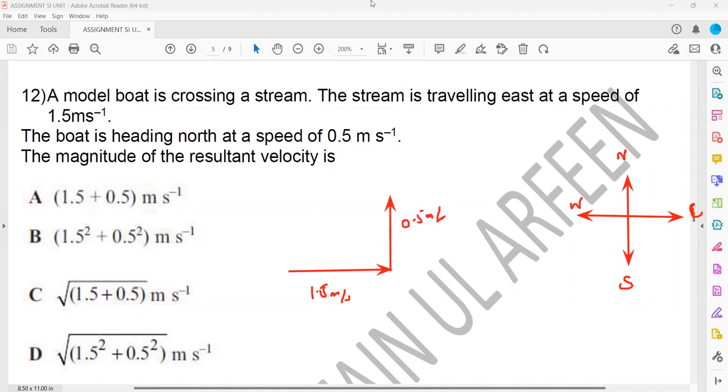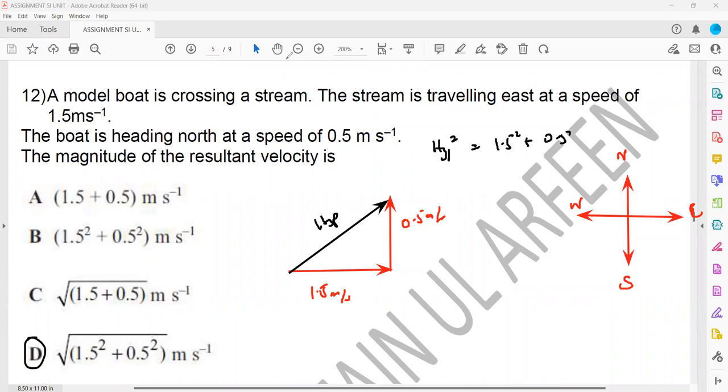We want the magnitude of the resultant. Whenever two vectors are perpendicular, the resultant is always the hypotenuse, like making a right angle triangle. So we'll use the Pythagoras theorem that hypotenuse square is equal to base square plus perpendicular square. So it will be 1.5 square plus 0.5 square, and then we take a root. That's why D is the right answer.